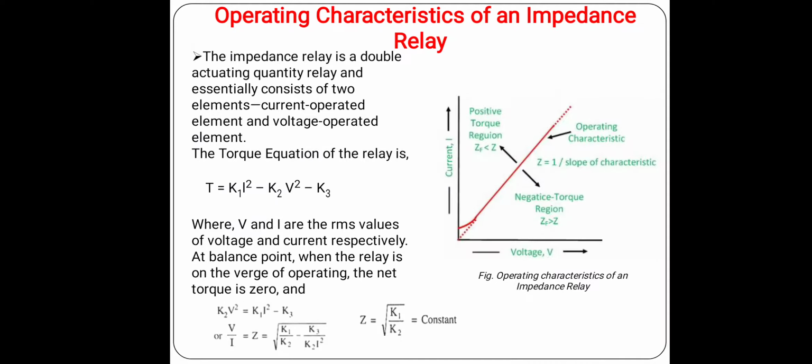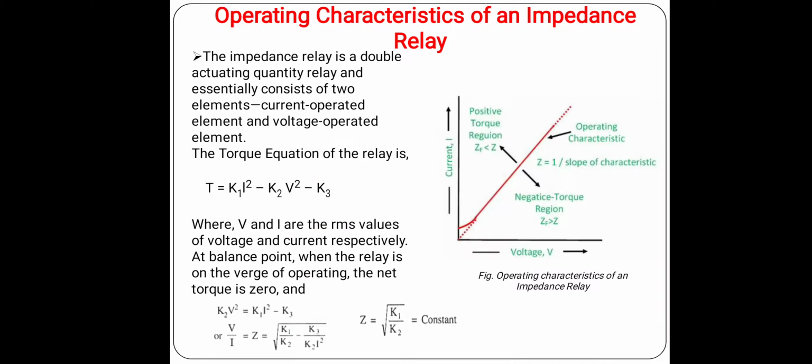So we quickly move to the operating characteristics of an impedance relay. We already learned in the previous lecture that the impedance relay is a double actuating quantity relay and essentially consists of two elements, that is a current operated element and a voltage operated element. The current operated element produces a positive torque, this is K1 I square, and the voltage element develops a negative reset torque, this is K2 V square, which is in the negative term, and minus K3 is basically a spring control effect which we will consider negligible in a later section.